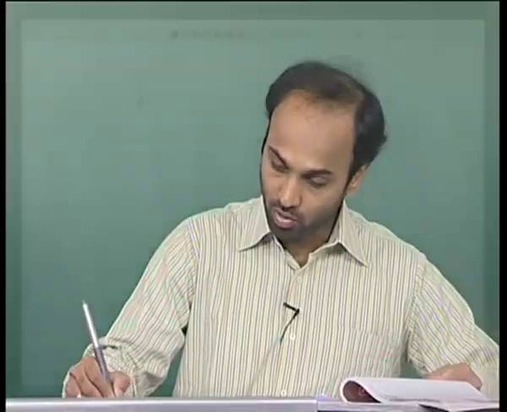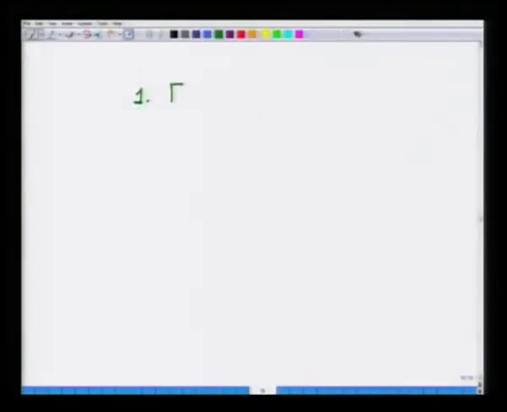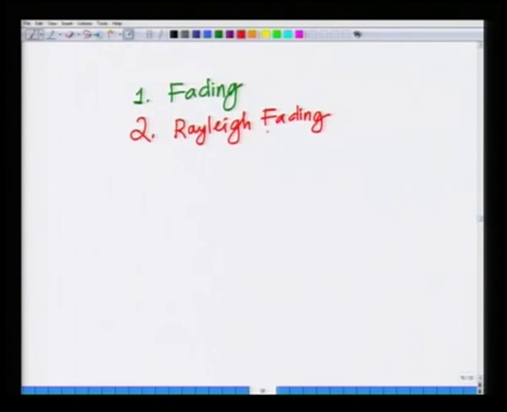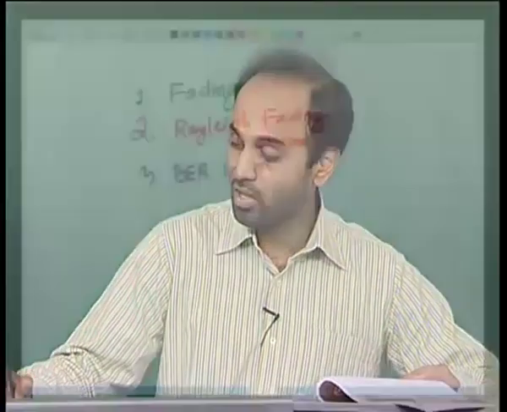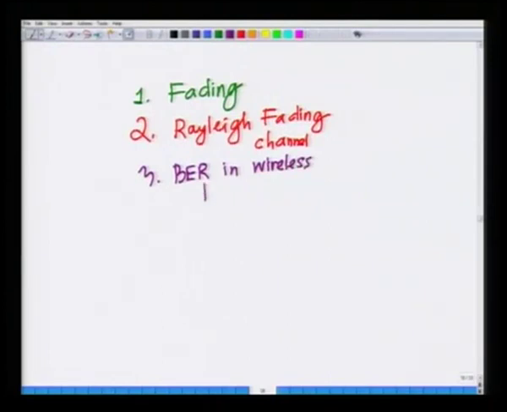Let us do a brief recap of the concepts that we have learnt. We have learnt the concept of a fading wireless channel, how to model this fading wireless channel, which is a Rayleigh fading channel. We have learnt the concept of bit error rate in both wireline, and more importantly wireless Rayleigh fading wireless channel with one receive antenna.